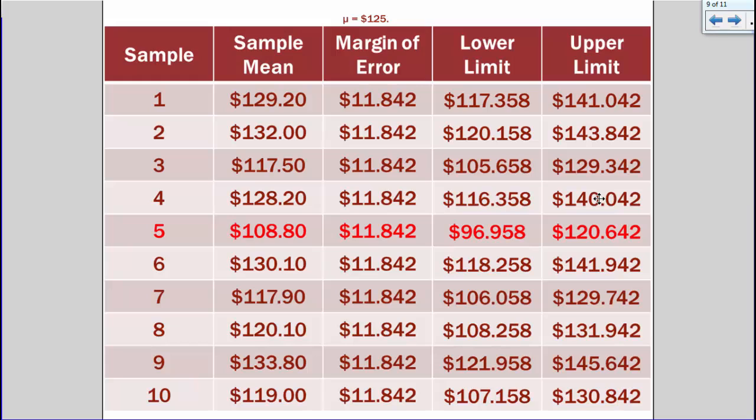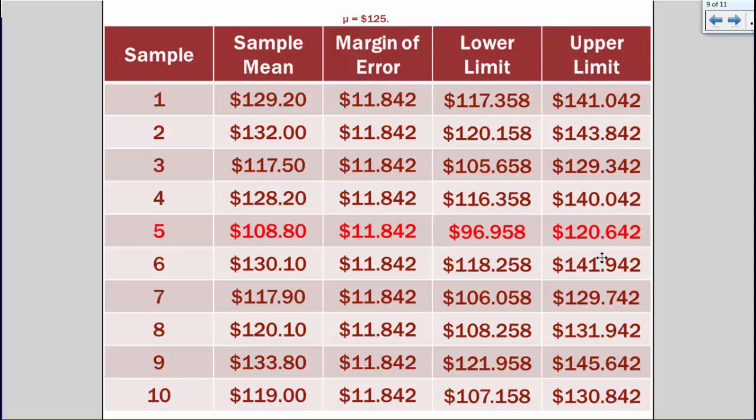Well, let's say that we mysteriously found out that the true population mean was 125. And looking at this data, we see that 9 out of 10 confidence intervals include that population mean of 125. Well, that would not be a surprise because, based on the very definition of a 90% confidence interval, we would expect that 90%, or 9 out of 10 samples, would produce a confidence interval that includes the true population mean.